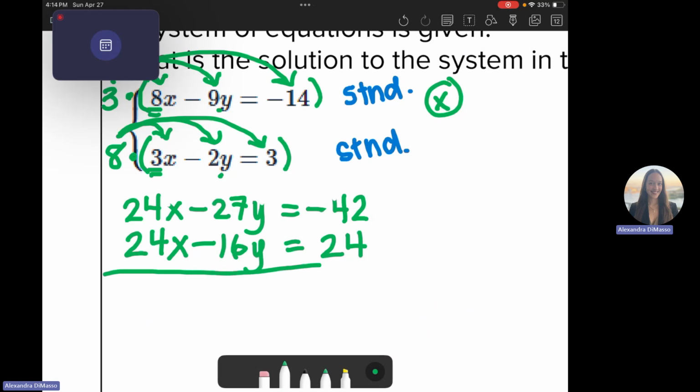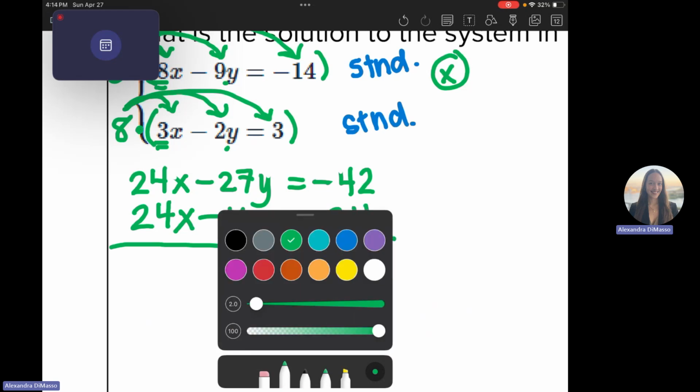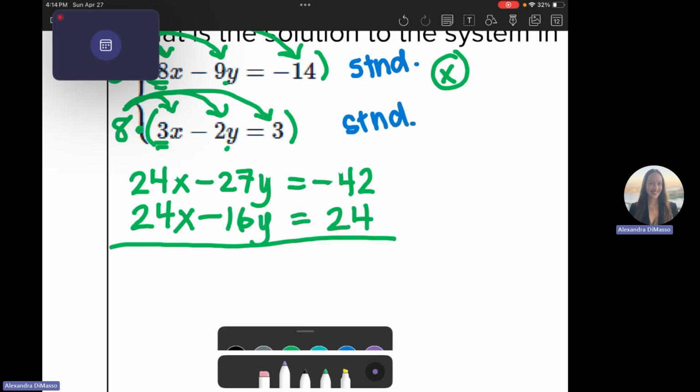Now, I've got my two equations. Notice that my x's line up and my y's line up. Notice too that my x's now have the same coefficient in front, which is great because what I'm trying to do is cancel them anyway. So if I'm trying to cancel or eliminate the x variables, I have a positive 24x on top and a positive 24x on the bottom. In order to get rid of them, I need to subtract these two equations.